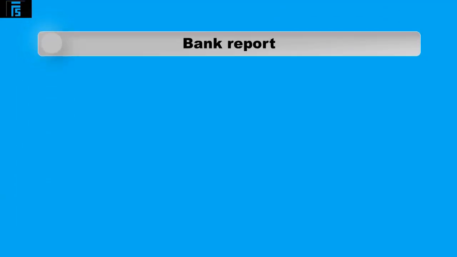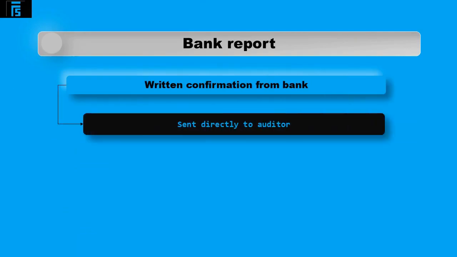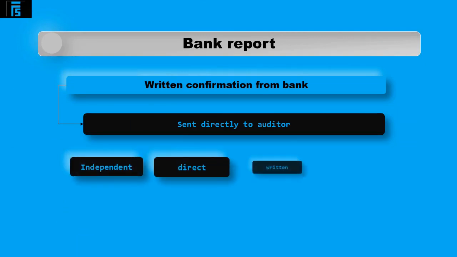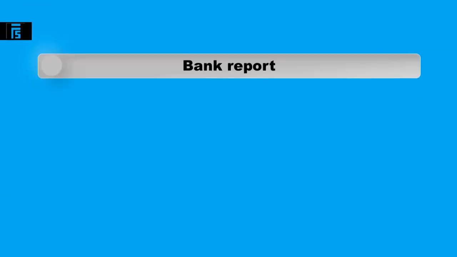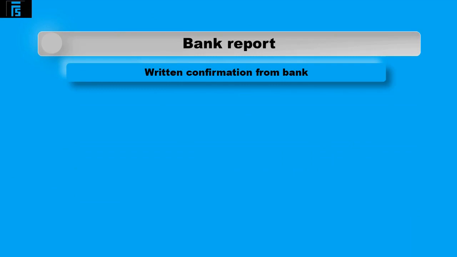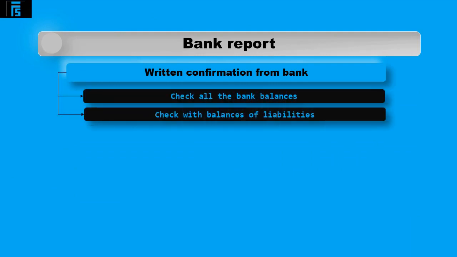The bank report is written confirmation from the bank. It is sent directly to the auditor from the bank and so is a brilliant piece of evidence as it is independent, direct, written and in its original form. The bank report confirms all of the bank balances held by the client for the year. It will also confirm any balances of liabilities held by them, so it will assist the audit of that area of the financial statements also.